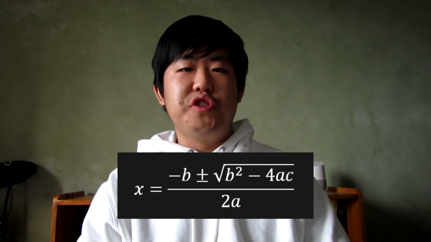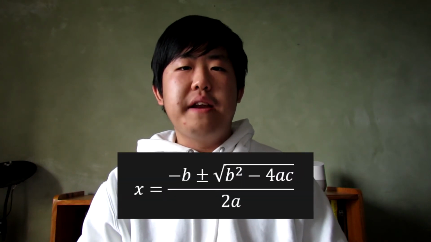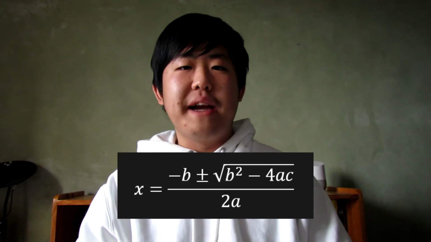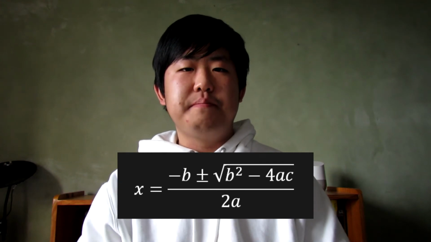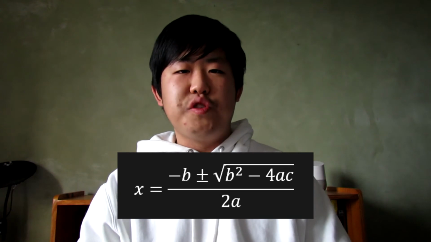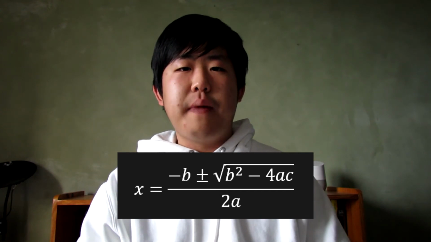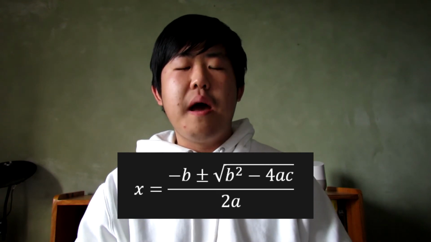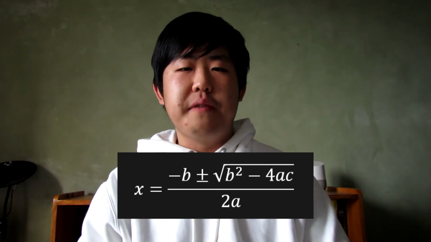Now for the formula. So the formula is x equals minus b plus minus root b squared minus 4ac over 2a. I'll say that one more time. x equals minus b plus minus root b squared minus 4ac over 2a.